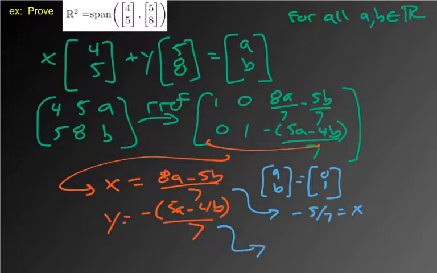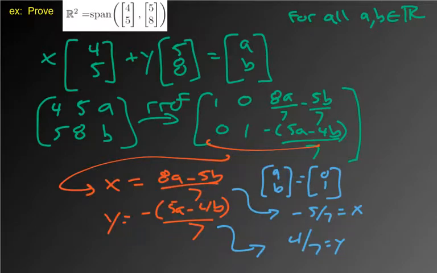And I would get 4/7 is y. Yes, I think I did that right. So that's just saying if I take this many of 4, let's be specific here, negative 5/7 of this, and I take 4/7 of this vector 5, 8, I should be able to build 0, 1. That's the idea.